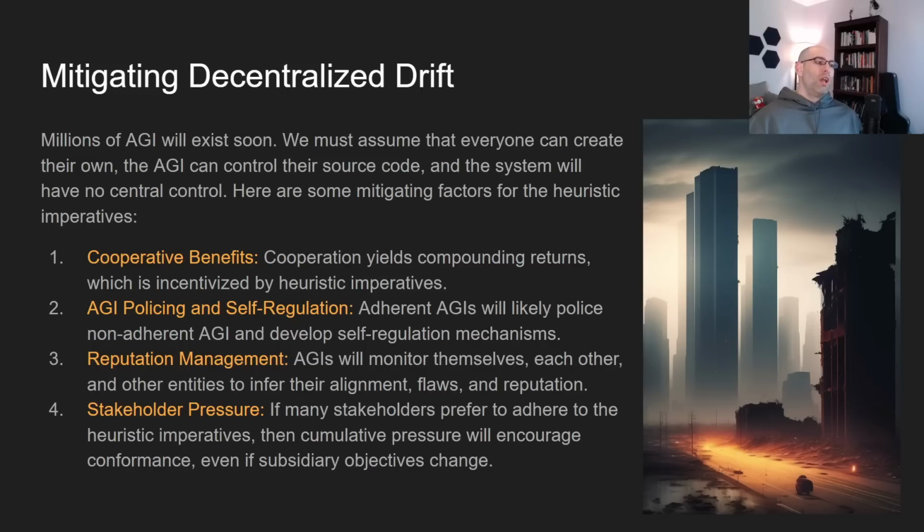So one way to mitigate this decentralization drift is to adhere to the heuristic imperatives. And as I mentioned, there are cooperative benefits. If you and everyone else working on autonomous AIs agree on nothing else except the heuristic imperatives, you'll have that framework in common, and a lot of work will flow from that. The cooperative benefits go above and beyond individuals. This includes corporations, governments, as well as militaries.